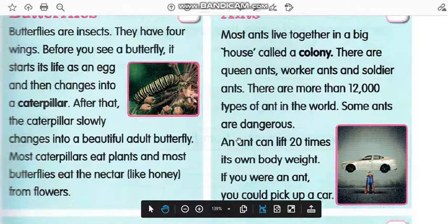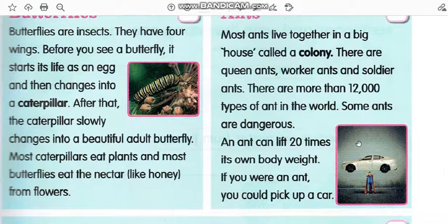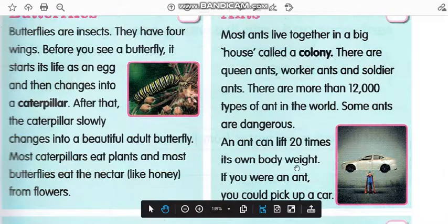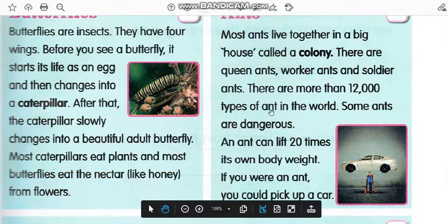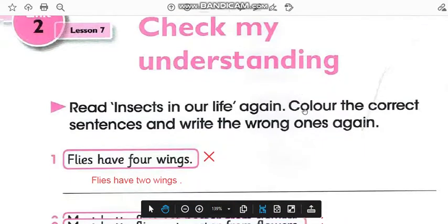Notice it says here an ant can lift 20 times its own body weight. If you were an ant you could pick up a car. That is proof that the ants are very strong. So after we have finished, let's check our answers and move to the second exercise.